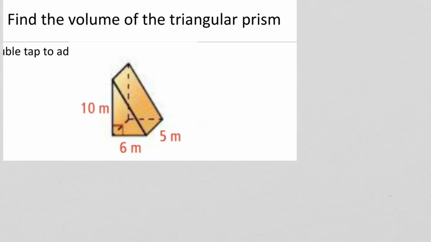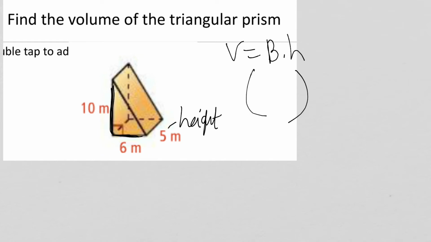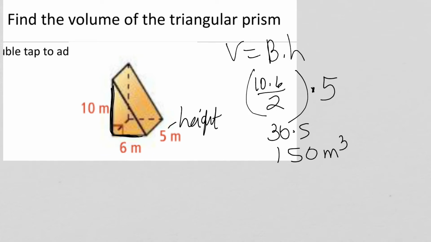All right, let's find the volume of this triangular prism. We got the triangle. This bottom is 6. The height of this triangle base is 10. So it looks like we have all the information. This is the height of the prism. All right, so volume is B times H. So again, the base is a triangle. So I'm going to do 10 times 6 divided in half. I'm going to multiply it by the height, which is 5. Multiply this out. I get this to be 30 times 5. 150 meters cubed is the volume of this triangular prism.